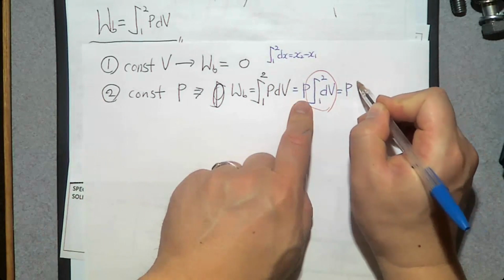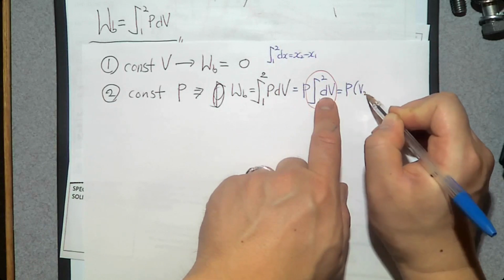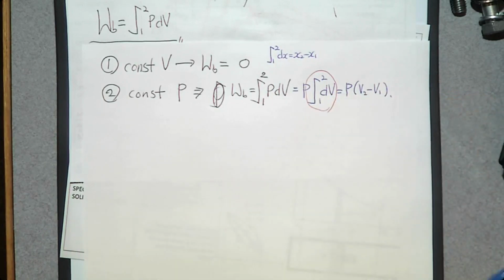Pressure times this one, x2 minus x1, dx, dV, V2 minus V1. So in this V2 minus V1, what is V1? The initial volume. What is V2? The final volume. Then what is this P? Is this P P1 or P2? It's a constant, so P1 is P2. If you see there is no subscript, then you can say P is constant, so you can put P1 or P2, it doesn't matter.